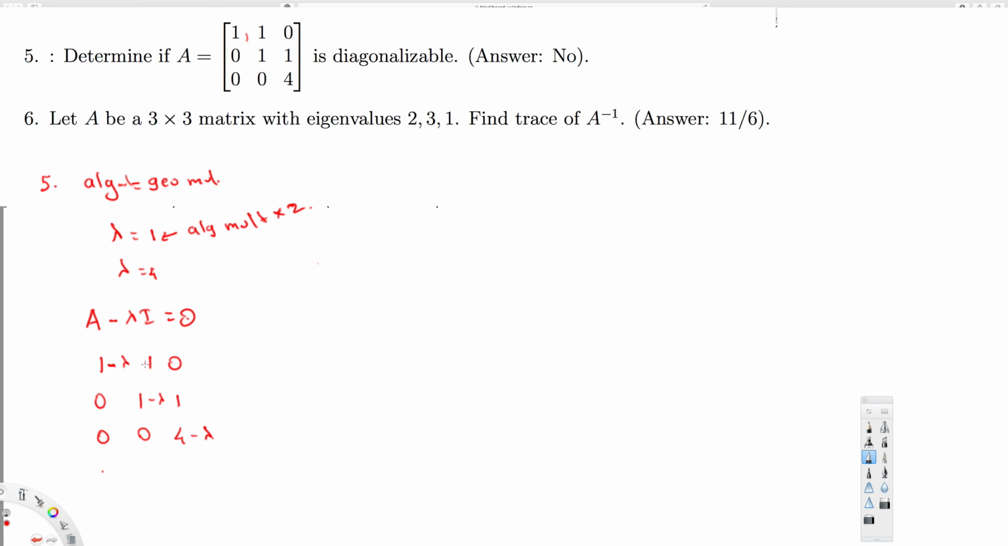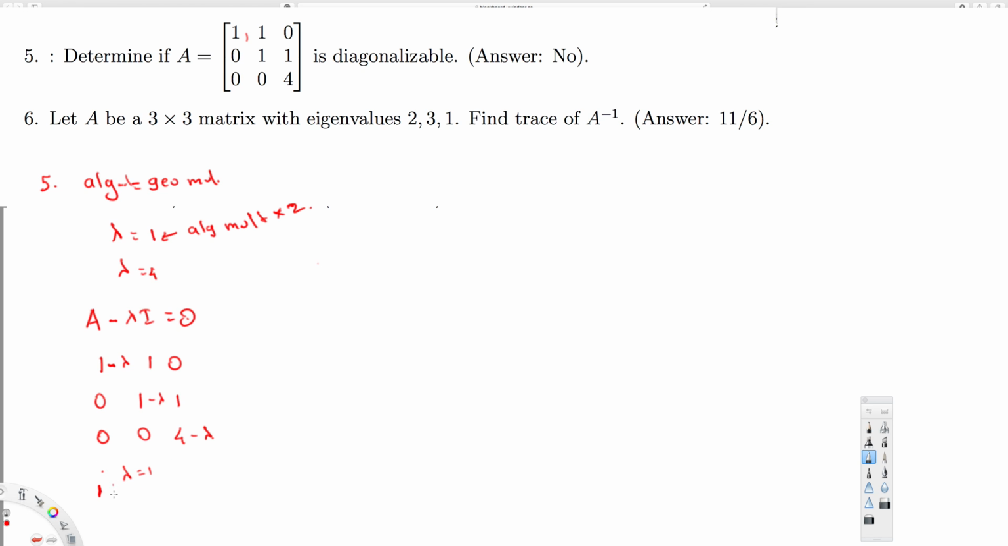In this case, I'm going to apply lambda equal to 1. Let's check whether it has two free variables. In order to be diagonalizable, it has to have two free variables, because algebraic multiplicity is 2. So in order to be diagonalizable, the geometric multiplicity should be equal to 2. So let's check whether it has two free variables. That will tell us everything.